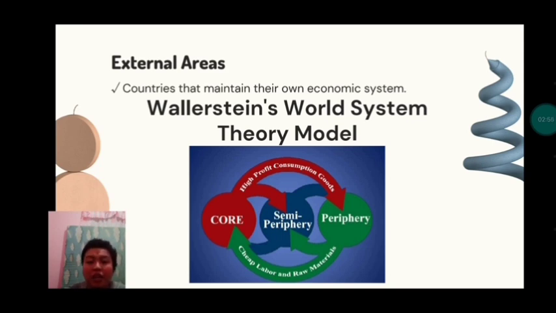And for the peripheral countries, which includes some African countries and low-income countries in South America, are dependent on core countries for capital and they are less industrialized and urbanized. So that is the explanation of the World System Theory Model.